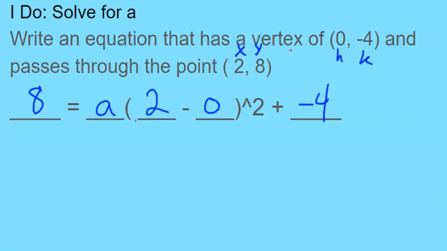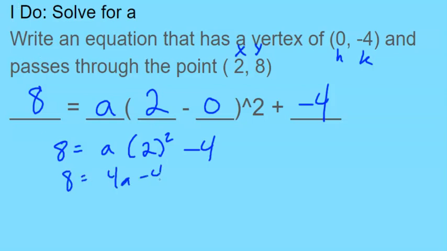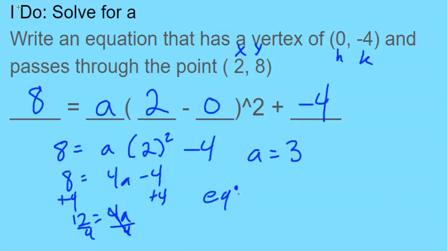So 8 equals a parentheses 2 minus 0 squared minus 4. Let's simplify. We have 8 equals a parentheses 2 squared minus 4. 8 equals 4a minus 4. Add 4 to each side. 12 equals 4a. Divide by 4 on each side. So a equals 3. So your equation will be y equals 3 parentheses x minus 0, which you don't have to write that, squared minus 4.